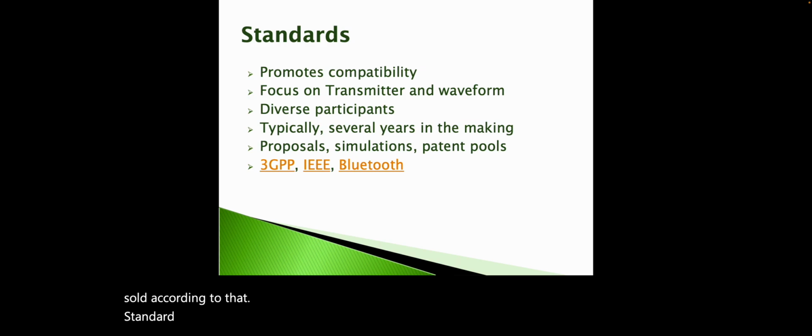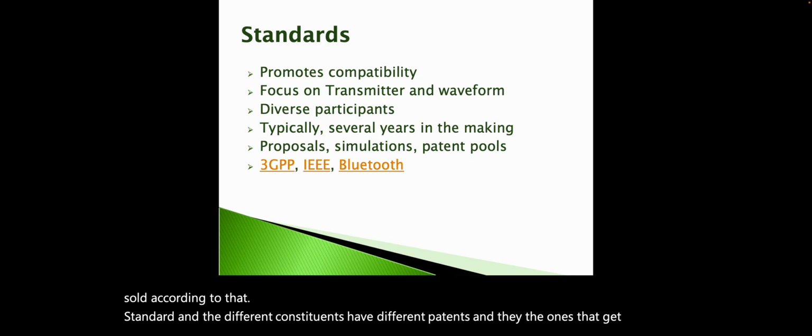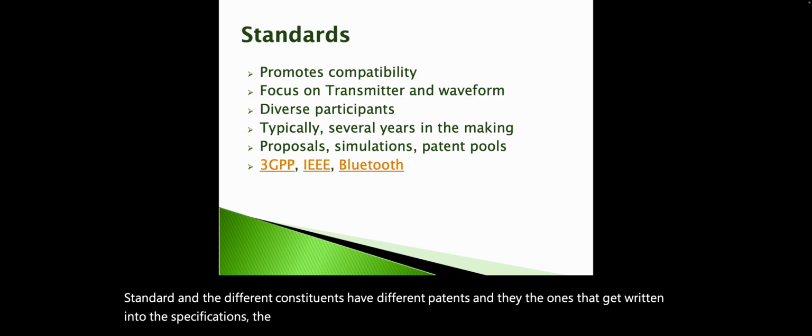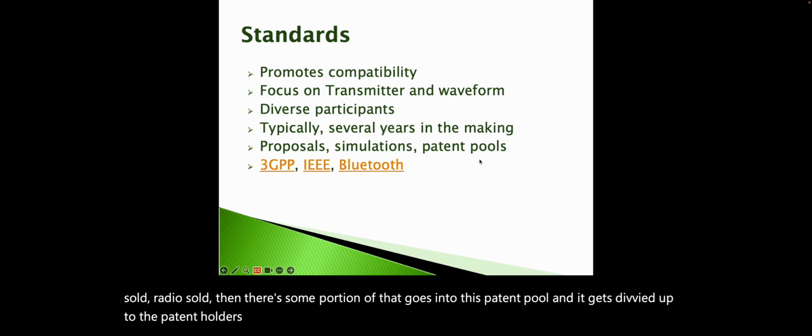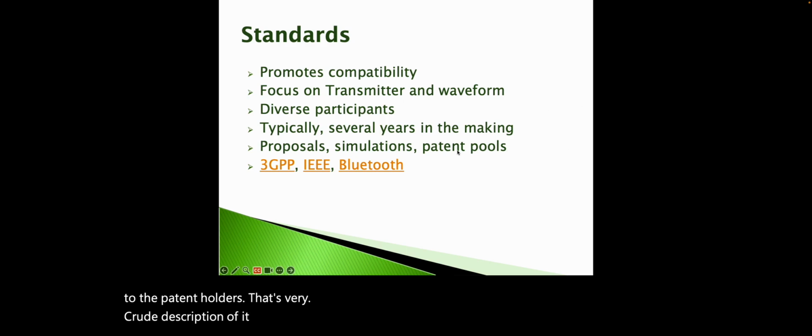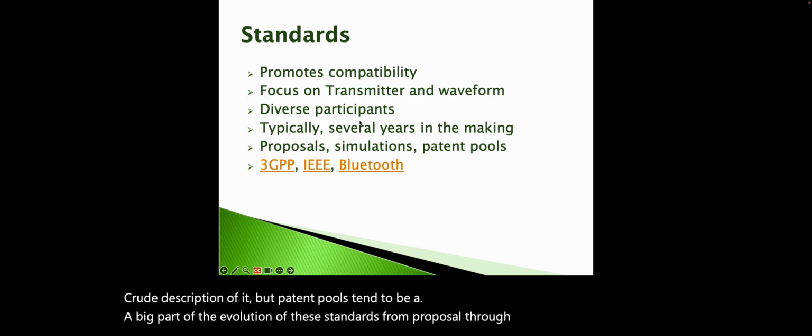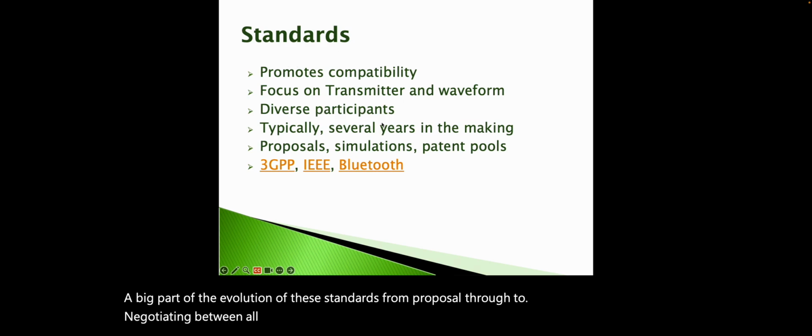And the different constituents have different patents, and the ones that get written into the specifications, the standards, participate in the patent pool. So when a system is sold, a radio is sold, then there's some portion of that that goes into this patent pool, and it gets divvied up to the patent holders. That's a very crude description of it, but patent pools tend to be a big part of the evolution of these standards, from proposal through to negotiating between all these diverse participants what technologies actually get adopted into that standard.